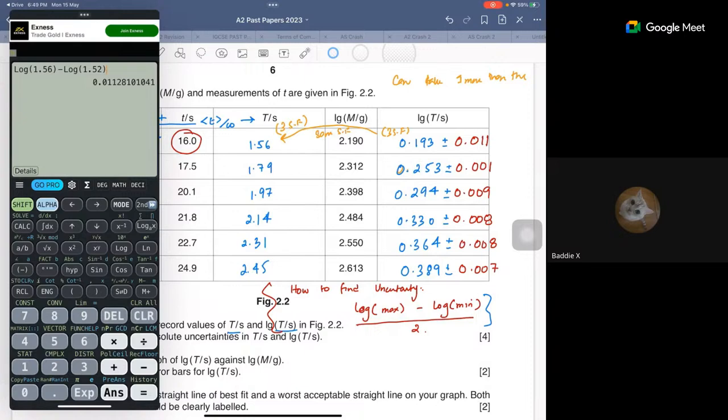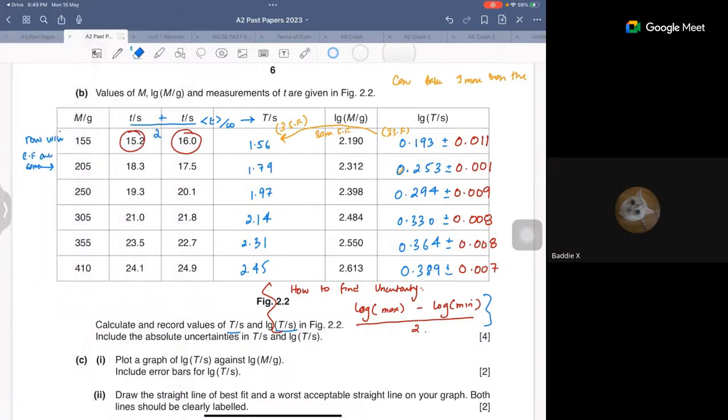The uncertainty basically is that this is like 1.56 in the middle. This is the mean value. The maximum value here is 1.60 and the minimum value is 1.52. Do you understand? So either you're going to do max minus minimum divided by 2, or you can subtract any of these two. You understand?